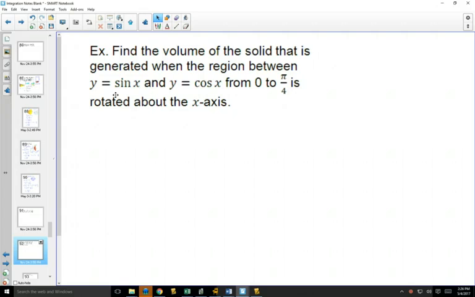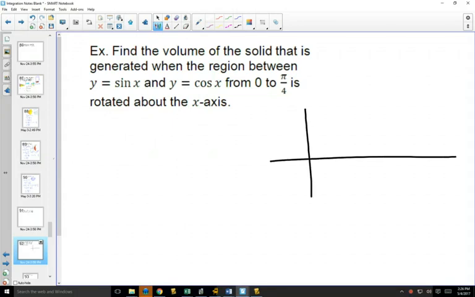So if we graph sine of x and cos of x from 0 to pi over 4, well, I'll graph a little bit more of sine. I'm going to start by marking 2 pi along here. There's pi over 2. Sorry, there's pi. This would be pi over 2. This would be pi. 3 pi over 2.